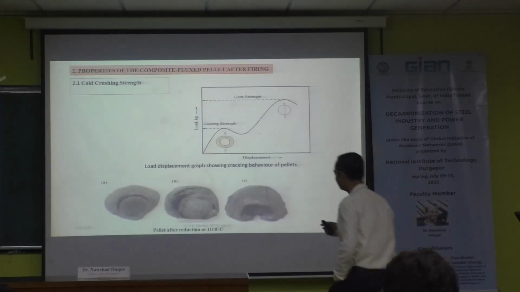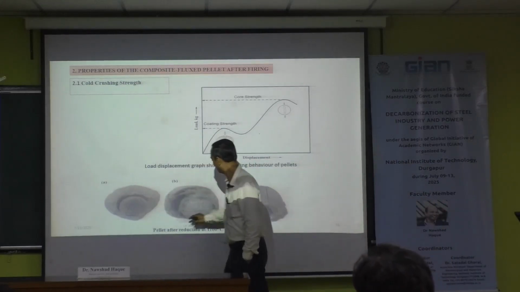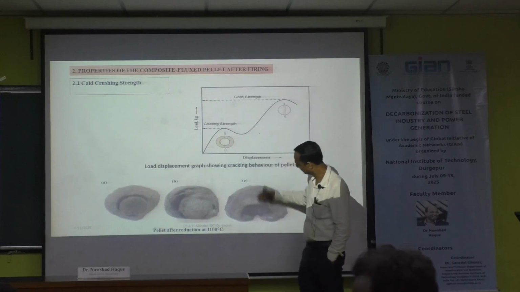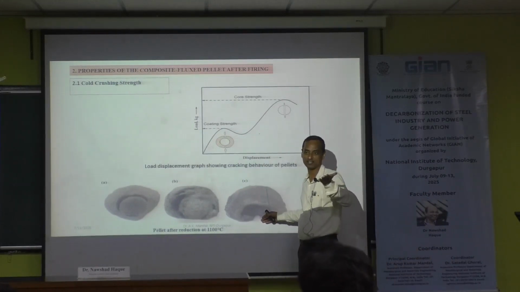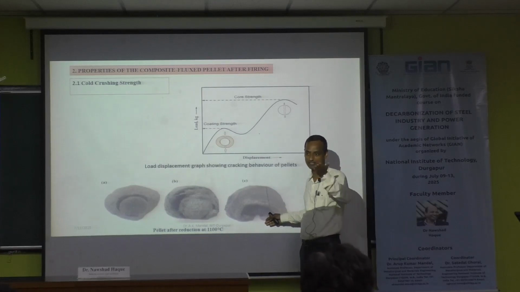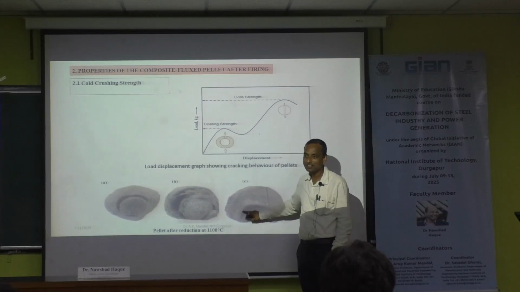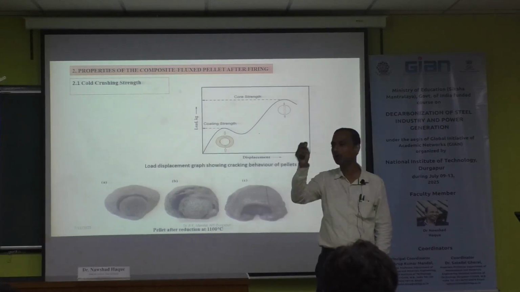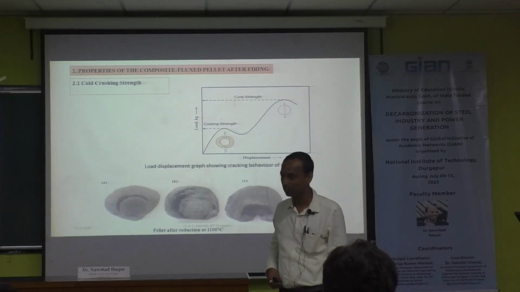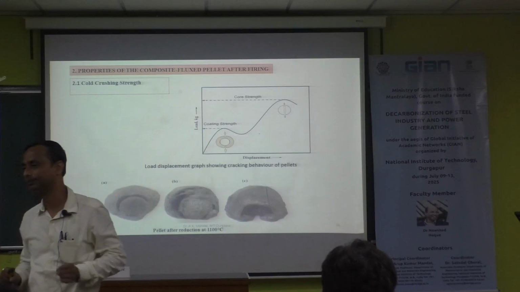This is actually a pellet after reduction. We take the cross section. If we go for high temperature and high basicity, what is the effect? As I discussed, the lower melting phases will generate. Why lower melting phases? Lower melting phases is the slag.